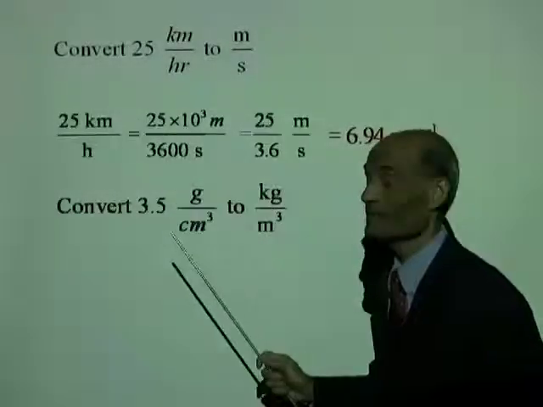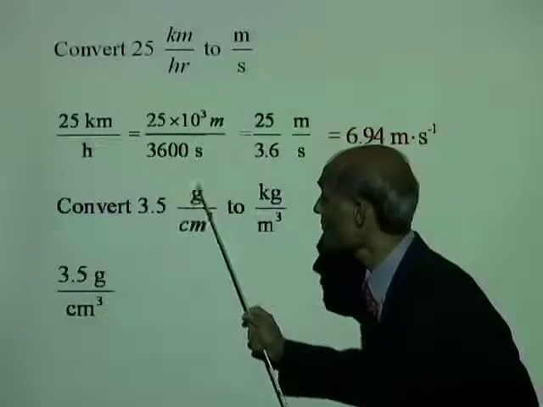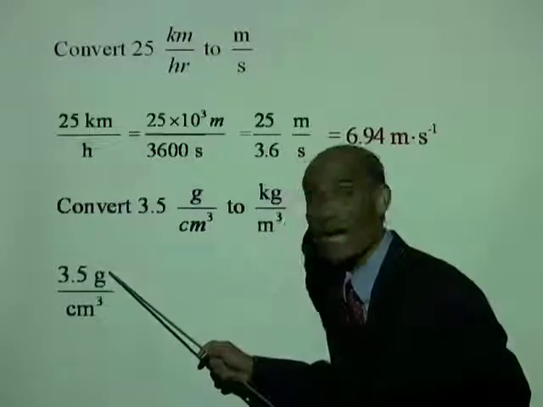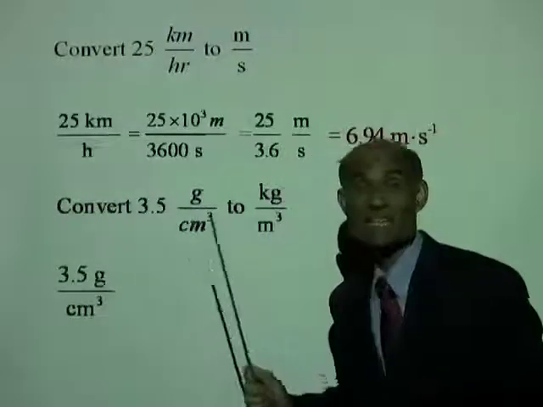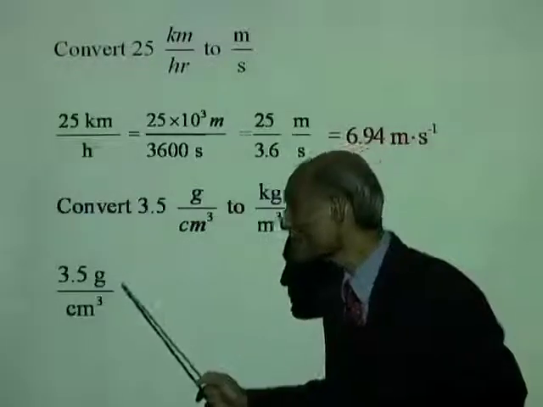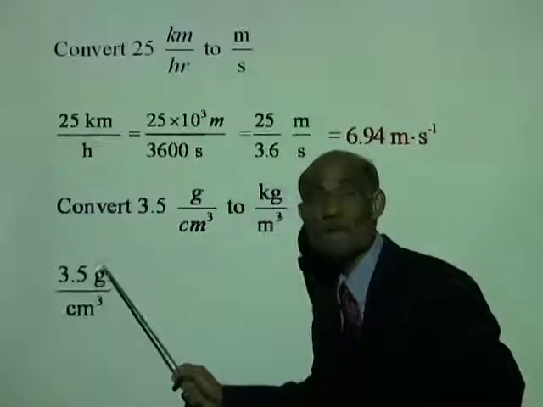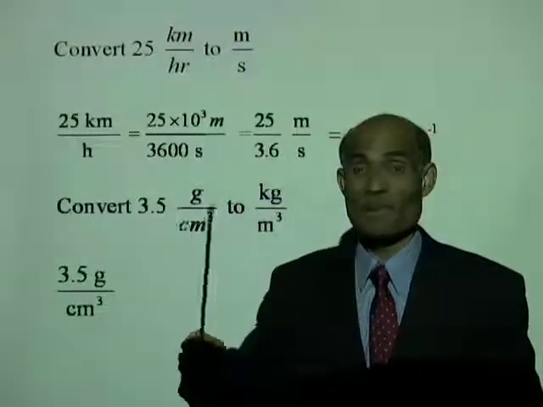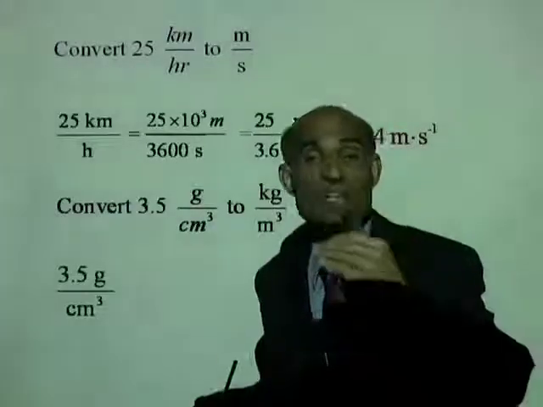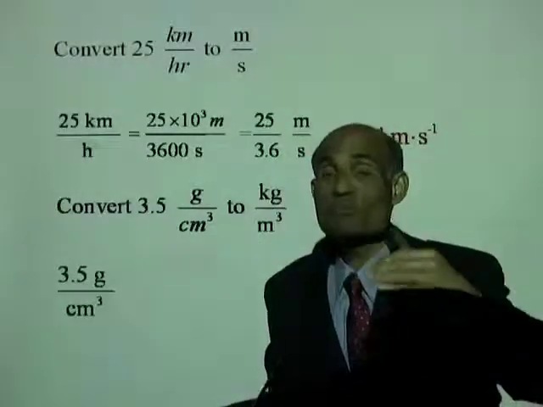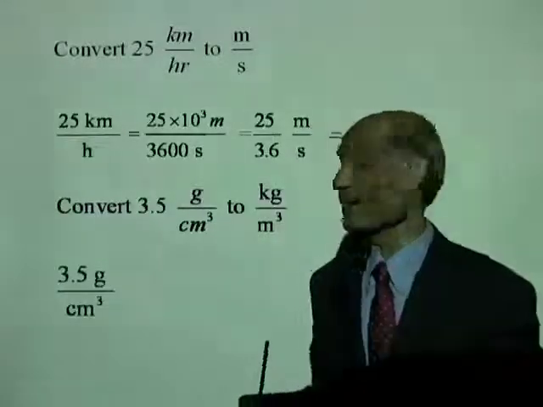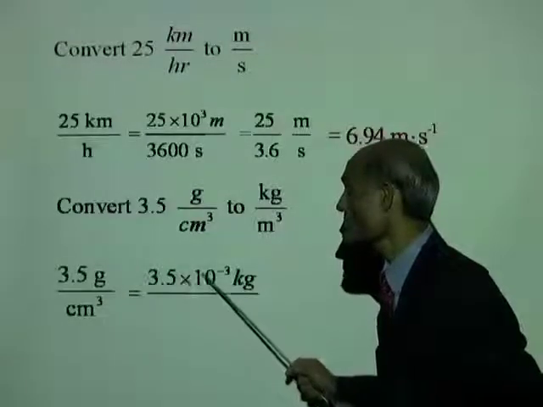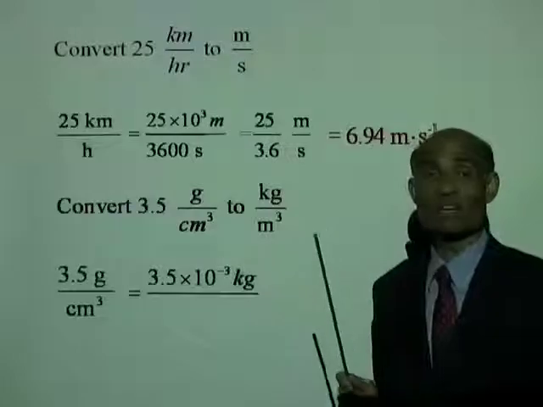Okay, we will do the same thing. Write it like this. 3.5 gram per centimeter cube is the same as 3.5 gram divided by 1 centimeter cube. And in the next step, you got to convert the gram to kilogram. Now, how do you convert gram to kilogram? A gram is 1,000th of a kilogram, 10 to the power of -3 of a kilogram. So 3.5 gram is 3.5 times 10 to the -3 kilogram.